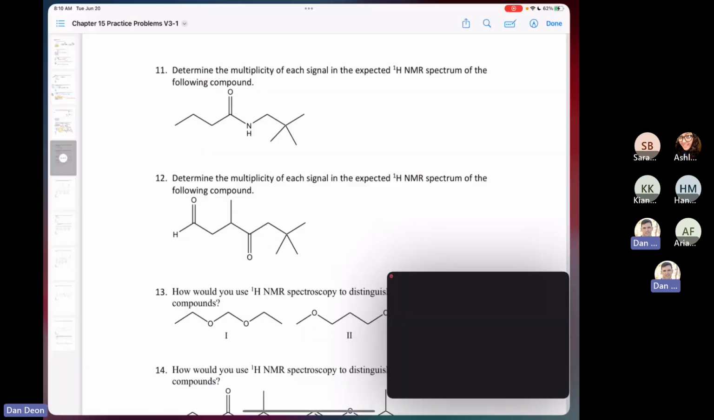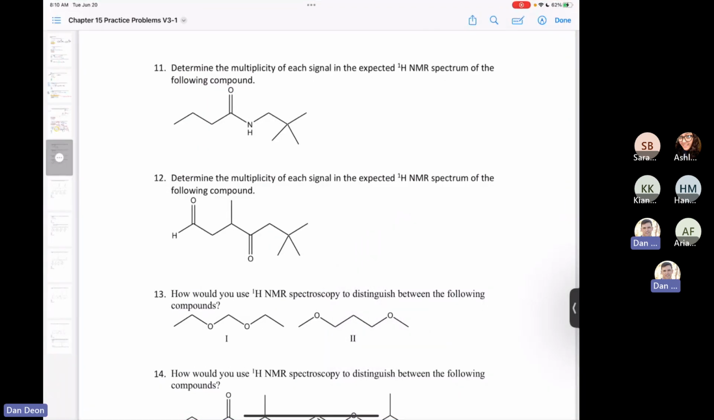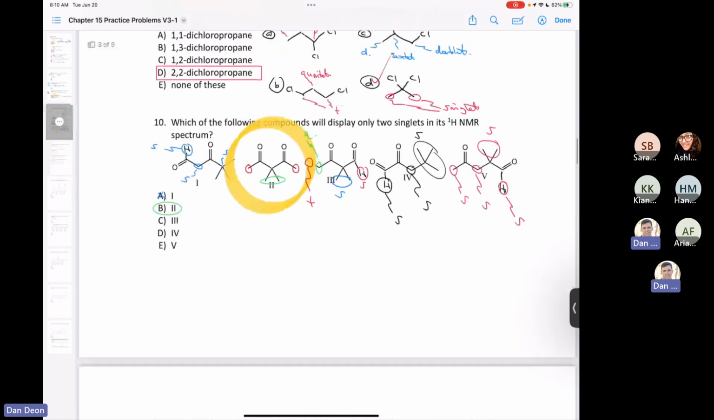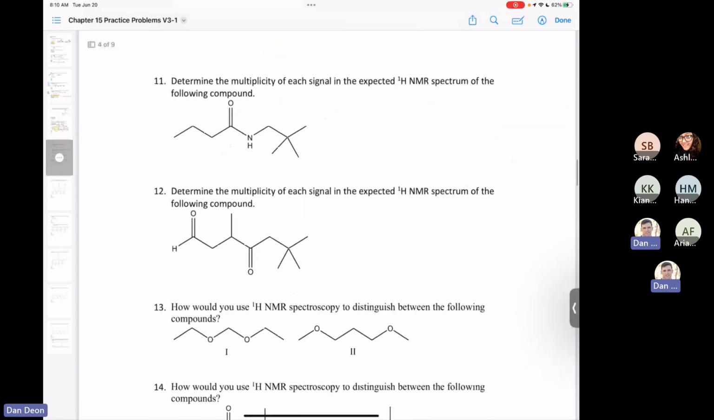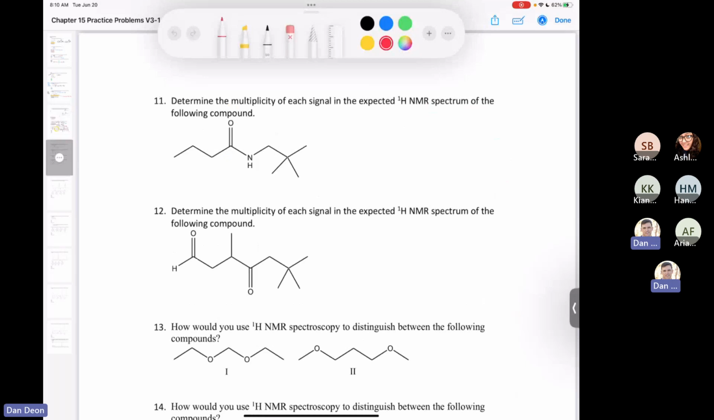All right, so we're picking up where we left off with these chapter 15 practice problems, and we got all the way up to question 10 last class, and now we're going to start with question 11, and this is chapter 15, chemistry 3101. So question number 11 just asks us to determine the multiplicity of each signal in the expected proton NMR spectrum of the following compound.